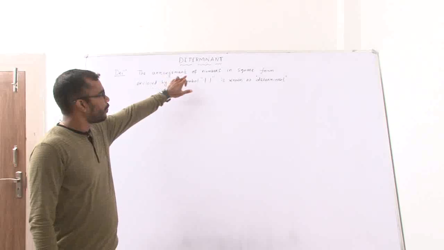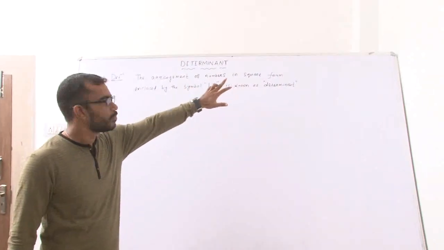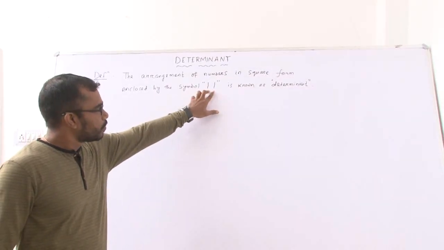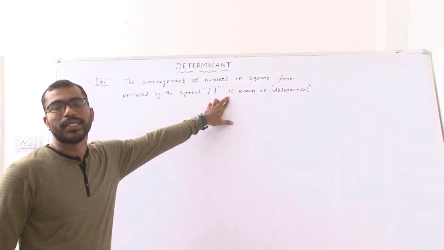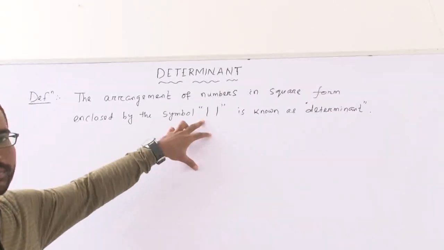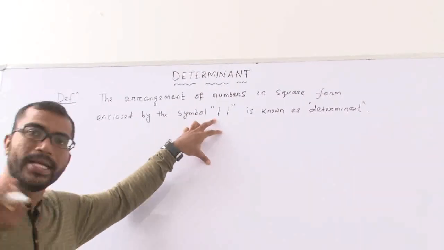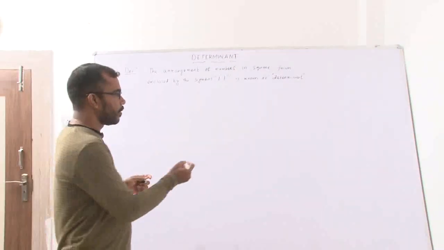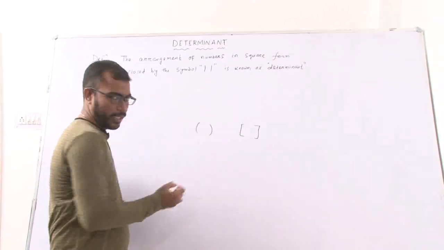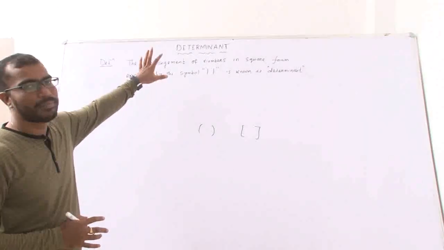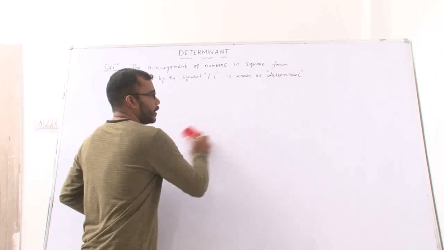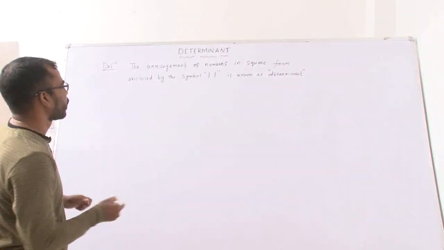The arrangement of numbers in square form enclosed by the symbol of two bars is known as a determinant. So in a determinant we denote it with this type of symbol, but in matrices we denote it with an open bracket and a close bracket. But here in the determinant case we denote it with the bar. So now let's take some examples.